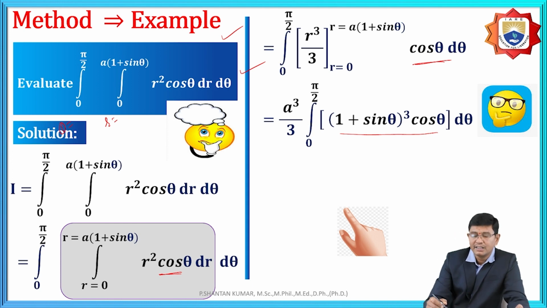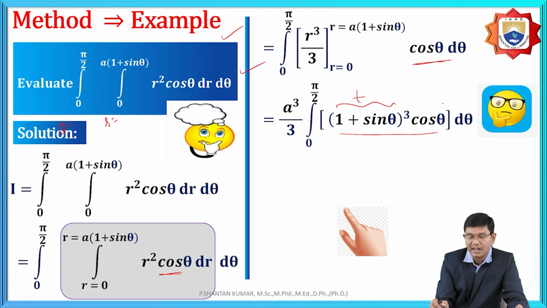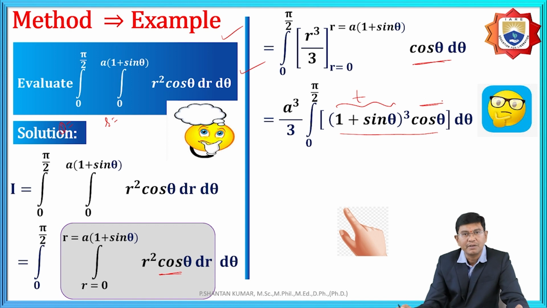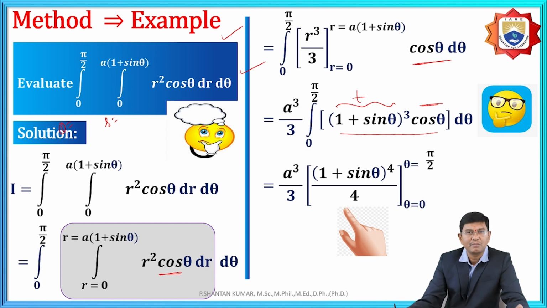Similarly, as we discussed in the previous class, like the previous problem, this is based on f of x and f dash of x, using the substitution method. Here also we assume that 1 plus sin theta is equal to t. Then cos theta d theta is dt, and the integral of t into dt is t square by 2. Since t is 1 plus sin theta, t square is 1 plus sin theta whole square, and based on this condition we obtain the solution.